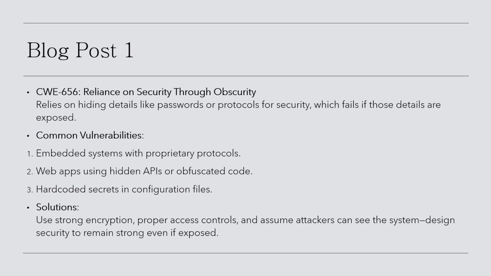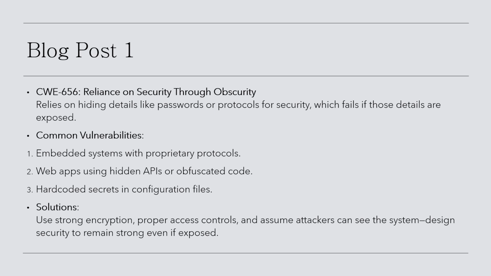Attackers can reverse engineer systems, analyze memory, or intercept network traffic to find what's hidden. For example, if a program stores sensitive data, like passwords, in its code, an attacker can easily find and use that information to bypass security. So where does this happen?